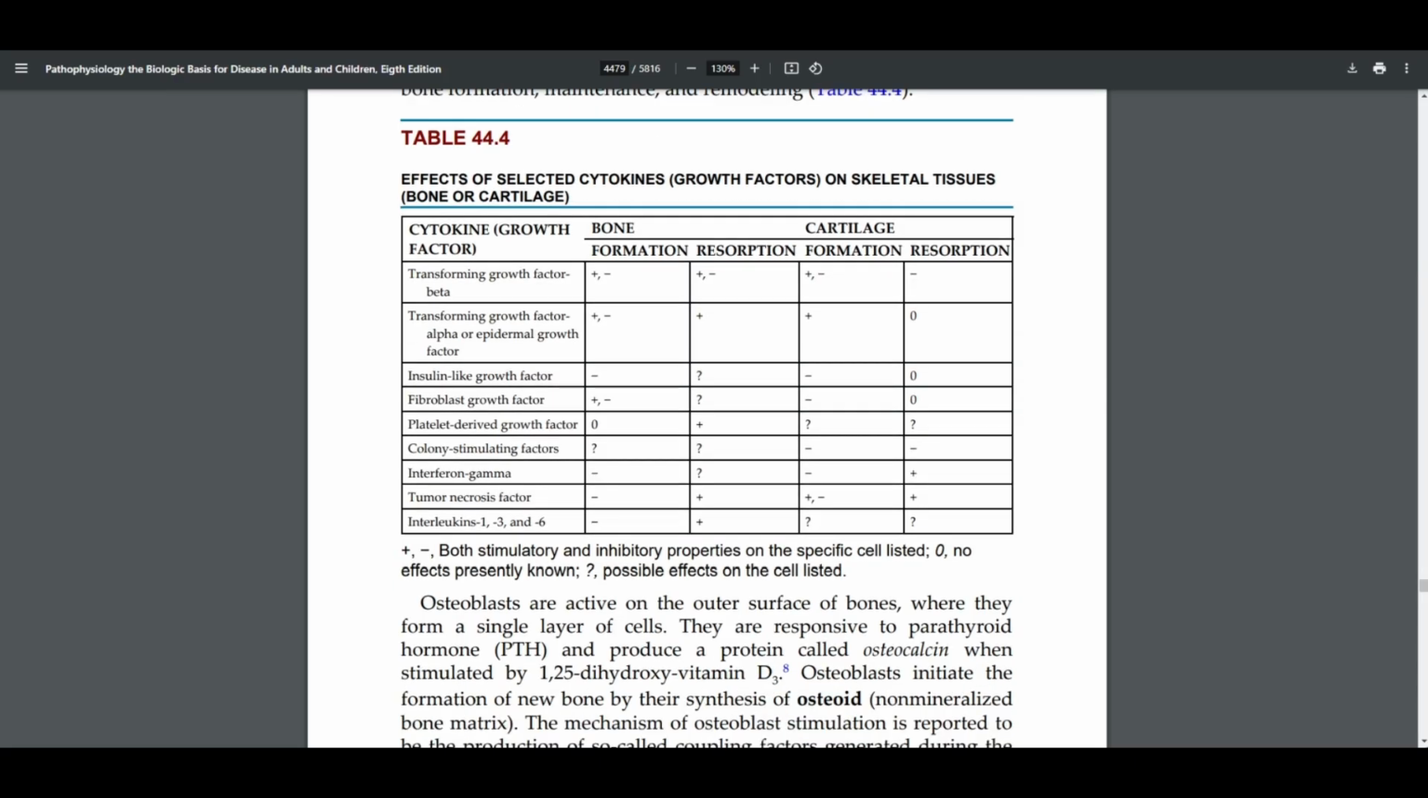So here at this table, we see the effects of selected cytokines on skeletal tissue. So you have your transforming growth factor beta, transforming growth factor alpha, epidermal growth factor, insulin-like growth factor, fibroblast growth factor, platelet-derived growth factor, colony-stimulating factor, interferon gamma, tumor necrosis factor, and interleukins 1, 3, and 6. So here you can see where there's bone and cartilage formation or resorption.